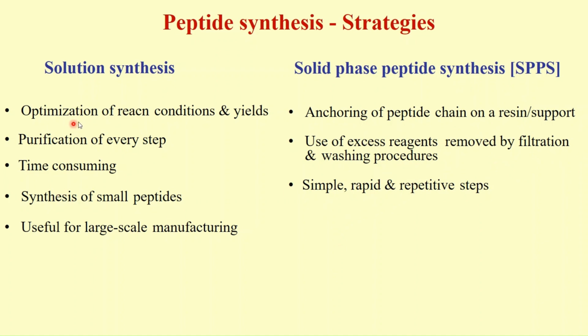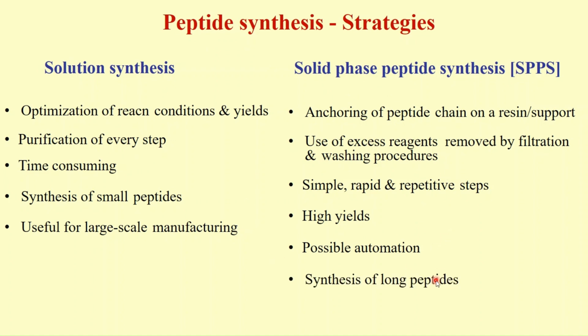At each and every step there is no need for isolation and purification, and hence it reduces the consumption of time, making it rapid and simple, and it can be repeated a number of times more easily. Hence it has a very good advantage of avoiding the purification and isolation steps. Thus, it is useful as it gives a better yield and there is the possibility of automation. Hence, it can be used for the synthesis of longer peptides.